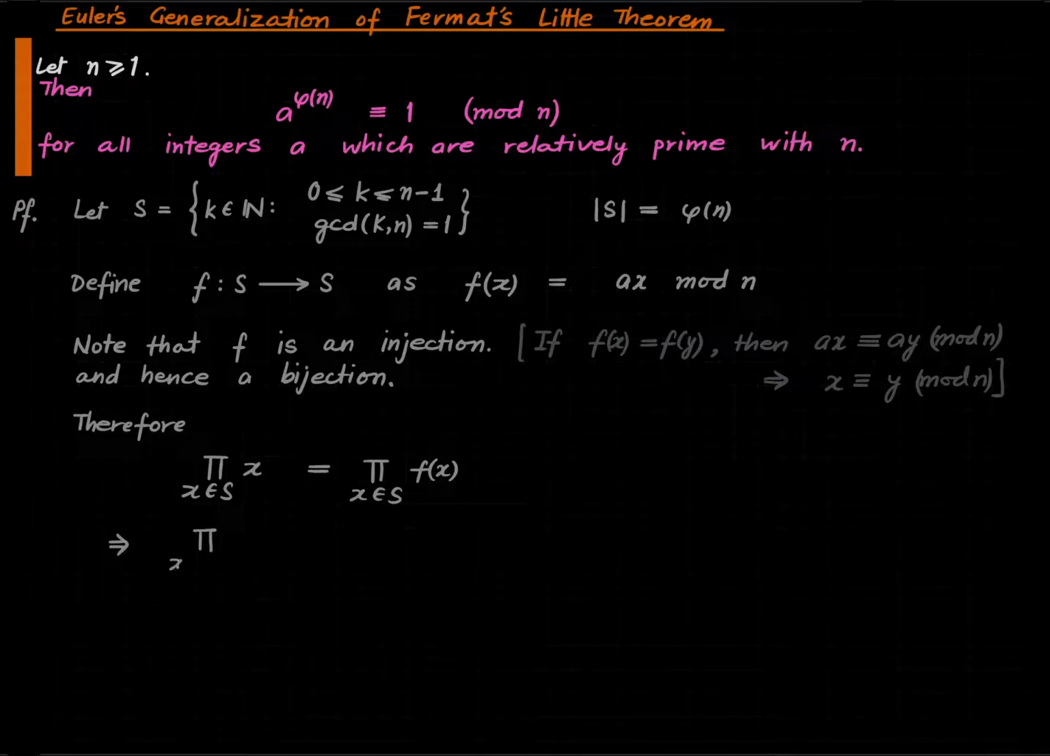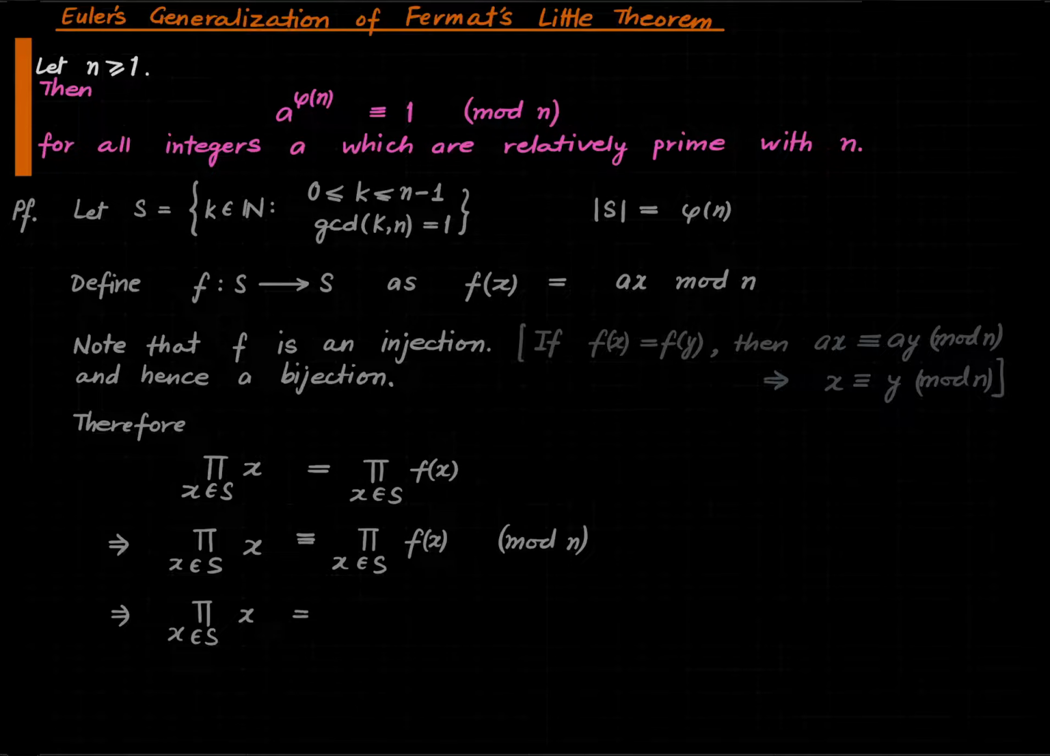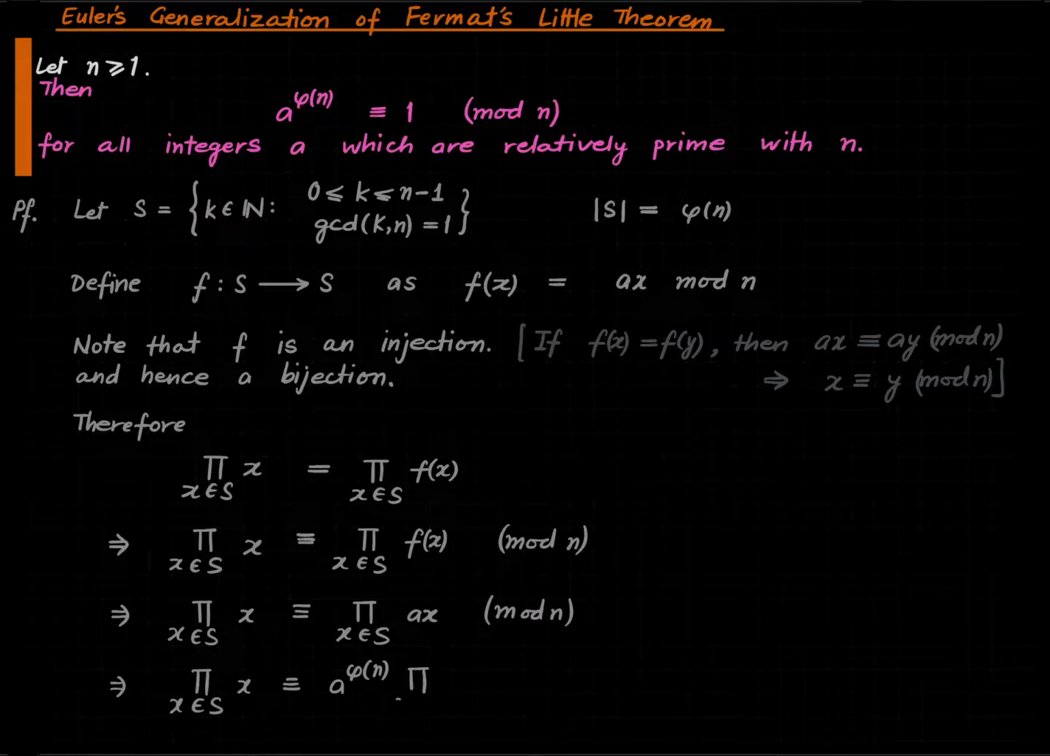But before I write that, let me do one more step. This product is equal to a to the power... Yeah, so let me first write modulo n, that would be better. This is congruent to that thing modulo n. But now we can write this is congruent to the product of a times x modulo n. And that gives us that this product is congruent to a to the power phi n times the same product.